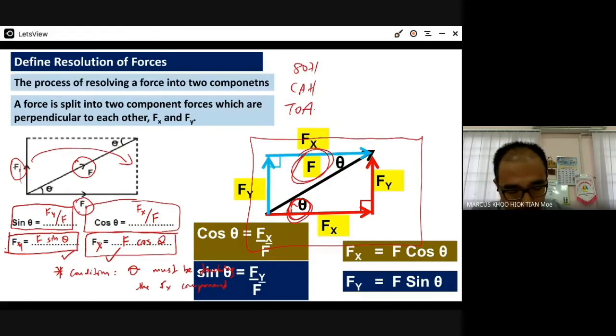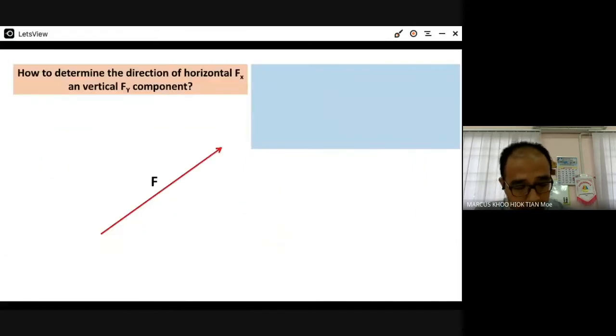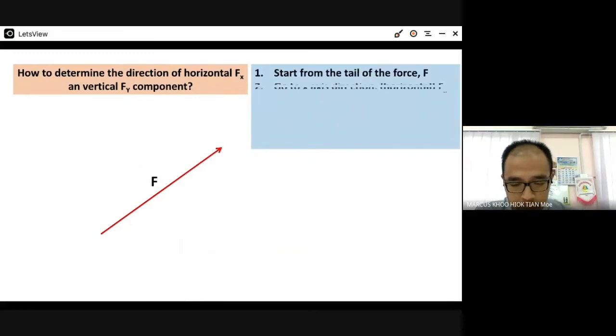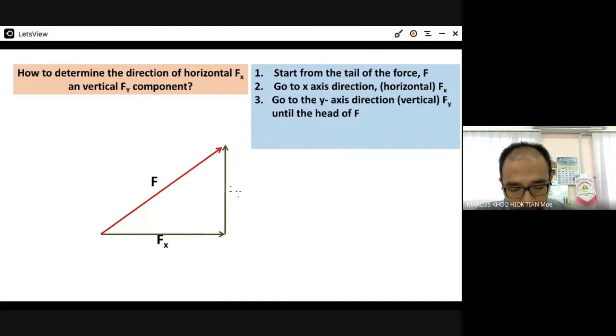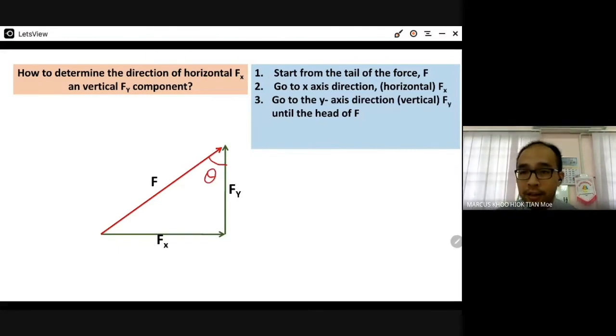What is this slide? Okay, how to determine the direction? Okay, this is done. So now I'm going to use this as an example. Let's say my angle is here. Let me give my angle over here. If you realize by now, we're not using tangent. Everything is sine, cos, sine, cos, sine, cos only.